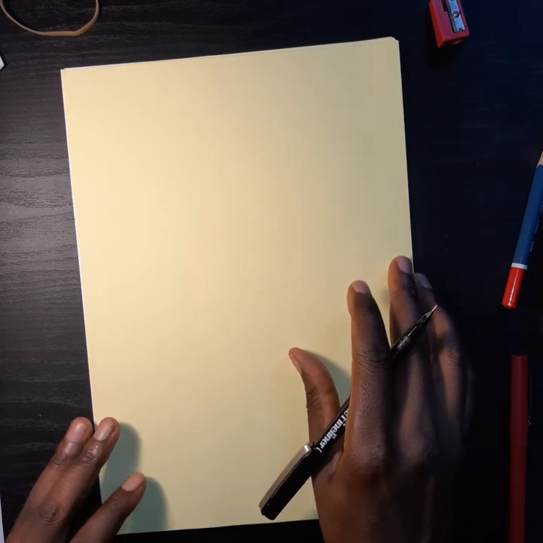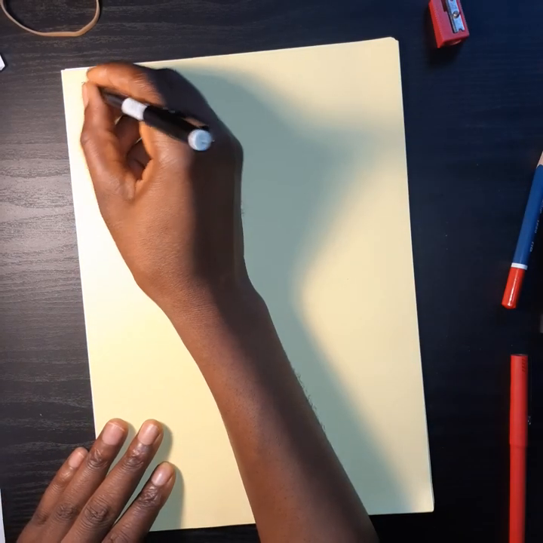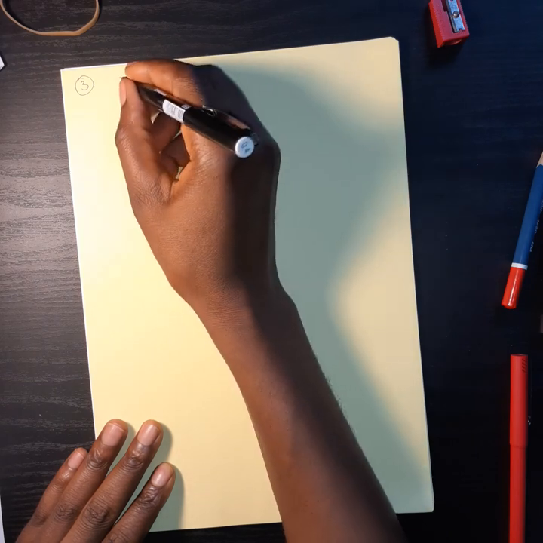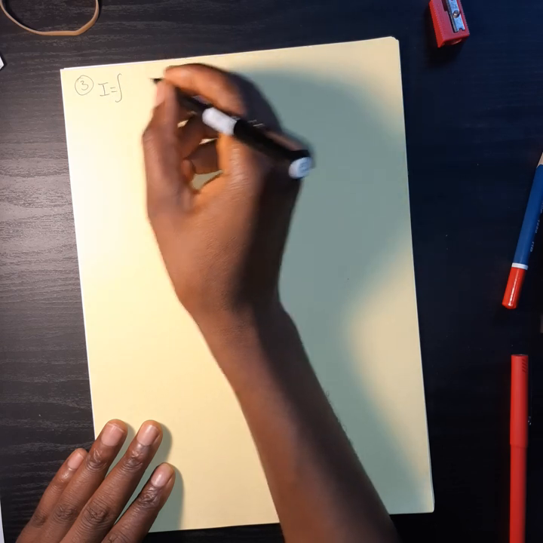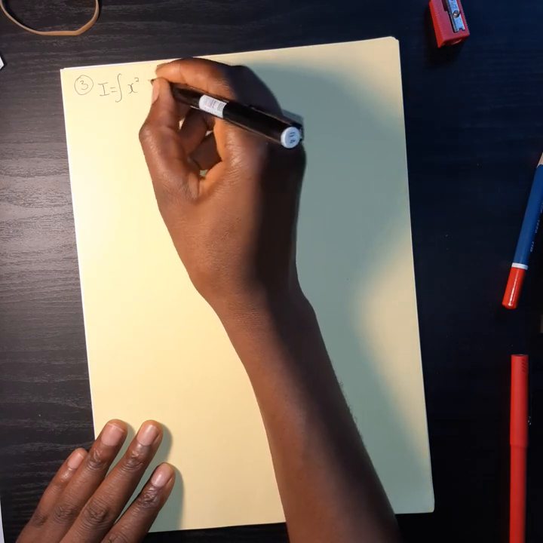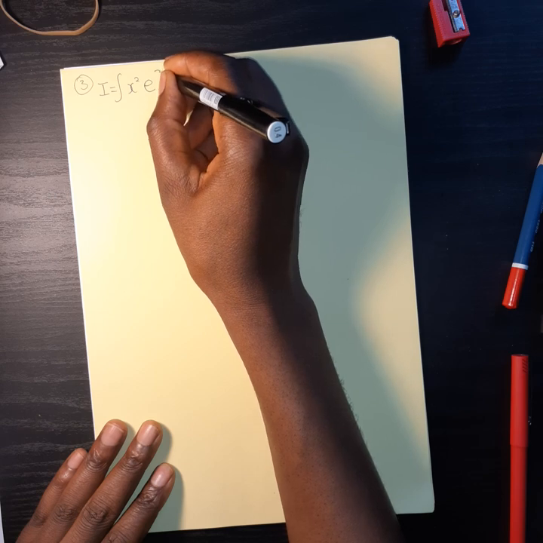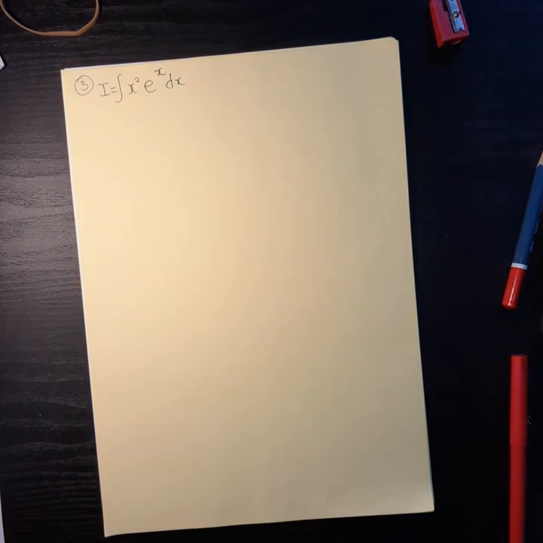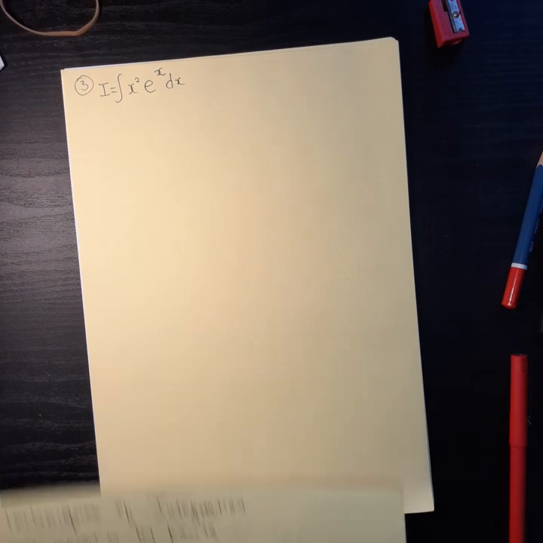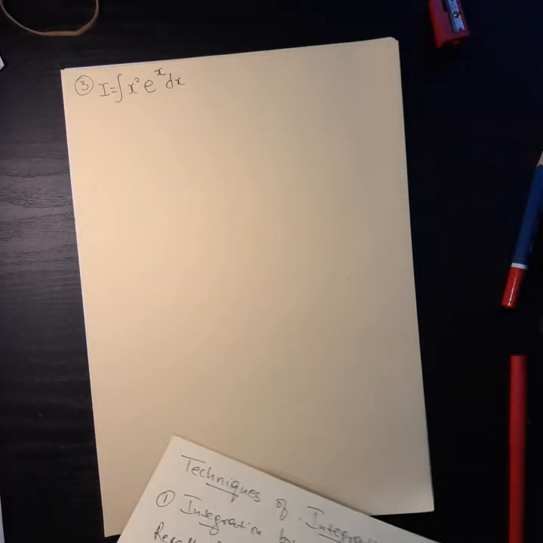We have already seen that if you have the natural logarithmic function, then you can do it the way we have done. So let us take the third example here. Third example, we look at the integral, I prefer to call it I here. I equal to the integral of x squared e to the power of x dx, like that.